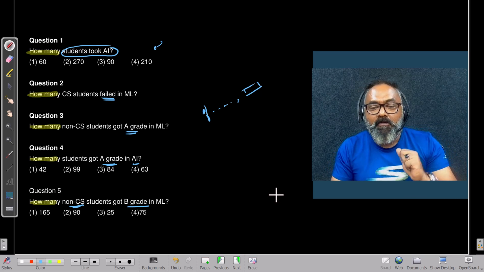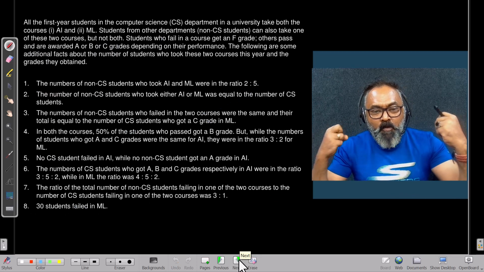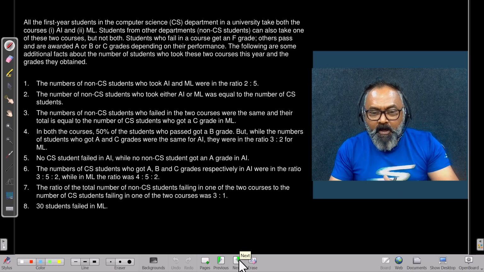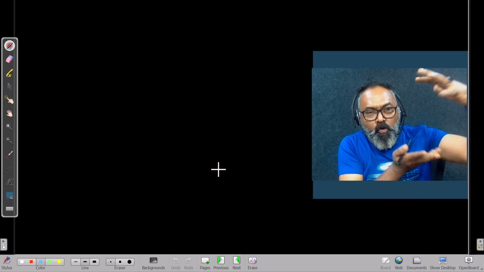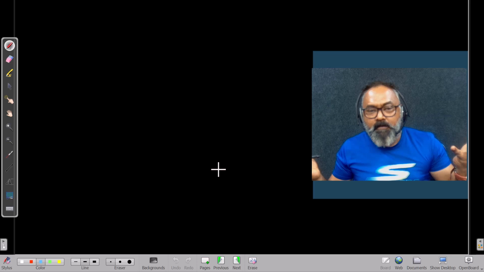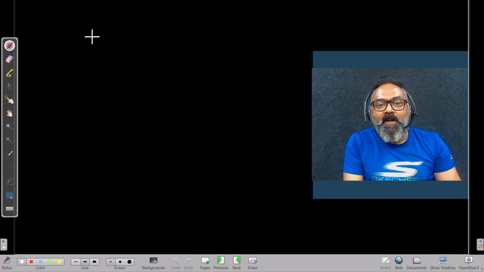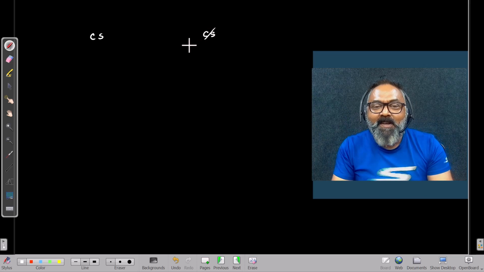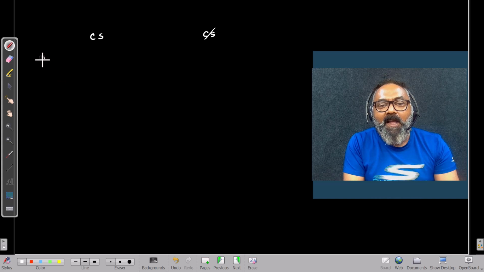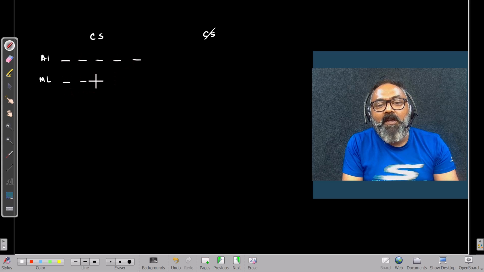Now you have to think about a layout. How do we think about the layout? Let's go to the question, think about a layout. Okay, great. So eventually there are 2 departments, 2 courses, 4 grades. Oh, wonderful. So let's start with department number 1, CS, and department number 2, non-CS. I'm just going to put CS and non-CS across. And there are these courses, AI and ML. And each of these courses has got 4 grades, A, B, C, F, and let's look at a total. So I'll write here A, B, C, F, and the total.